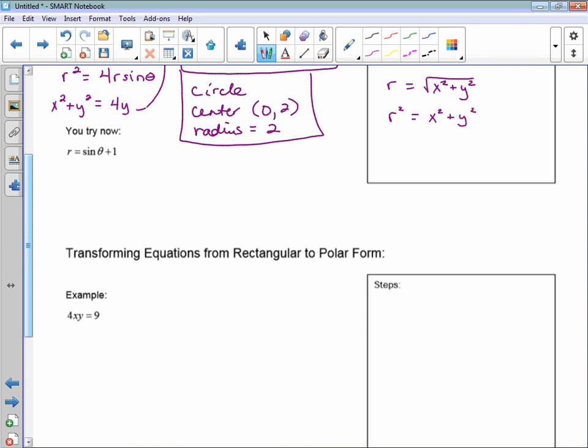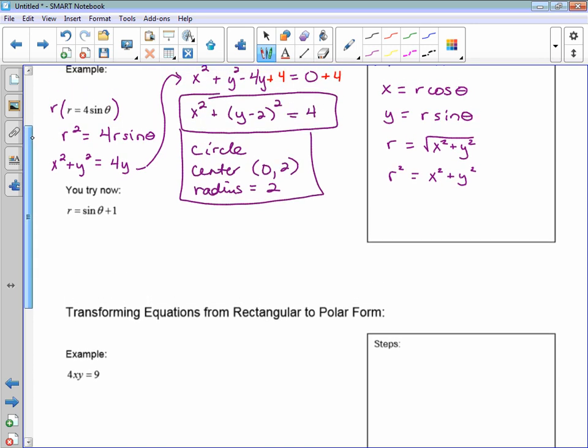This doesn't look very fun to do, actually. The whole point is to get rid of the sines and cosines and r's and thetas. Oh, okay. I thought you were still on the r equals one.